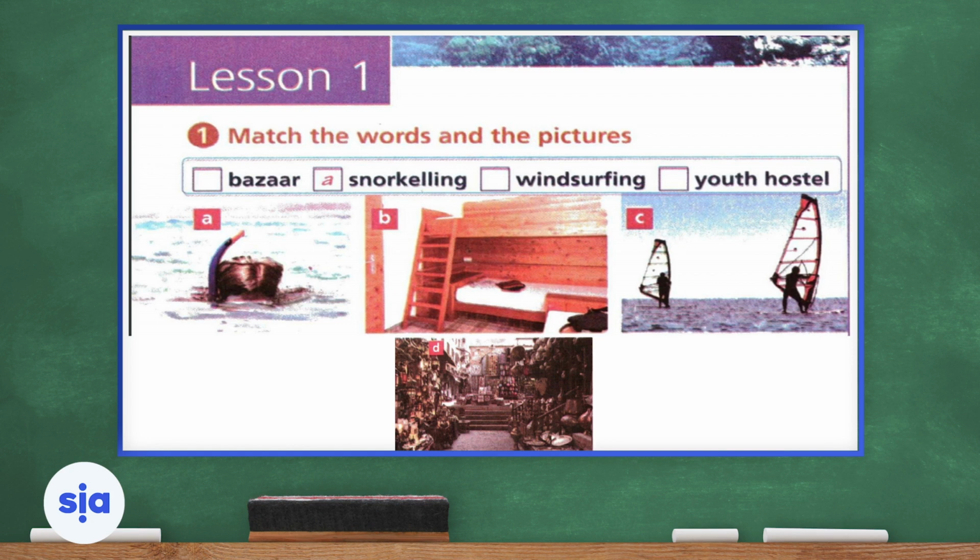Now, from the word windsurfing, I'm sure you can guess what kind of activity would be done. It's a really fun activity, but it needs a lot of practice. You can go to Ras Sidr and have some windsurfing activities. And of course, for younger people who travel, sometimes hotels are quite expensive and they have to pay a lot of money. So going to a youth hostel would save them money. They can spend the night there. So try to match the word with the picture.